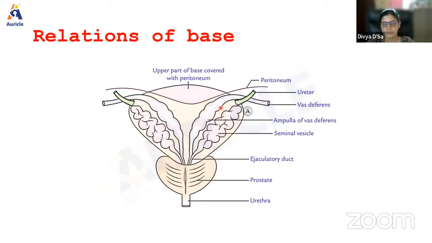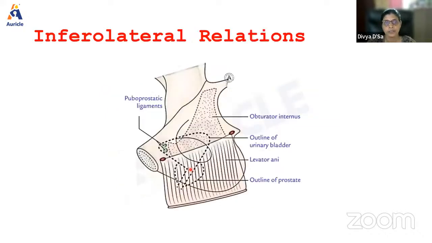So this is the ampulla of the vas deferens. The vas deferens forms the ampulla, then with the seminal vesicles, both the ducts join together to form the ejaculatory duct, and it opens into the prostatic utricle. Here inferolaterally, this is the bladder, this dotted line is the prostate gland. Here you can see the levator ani muscle, and this is the ischial part. Here you have the obturator foramen, where you can see the obturator muscle also.